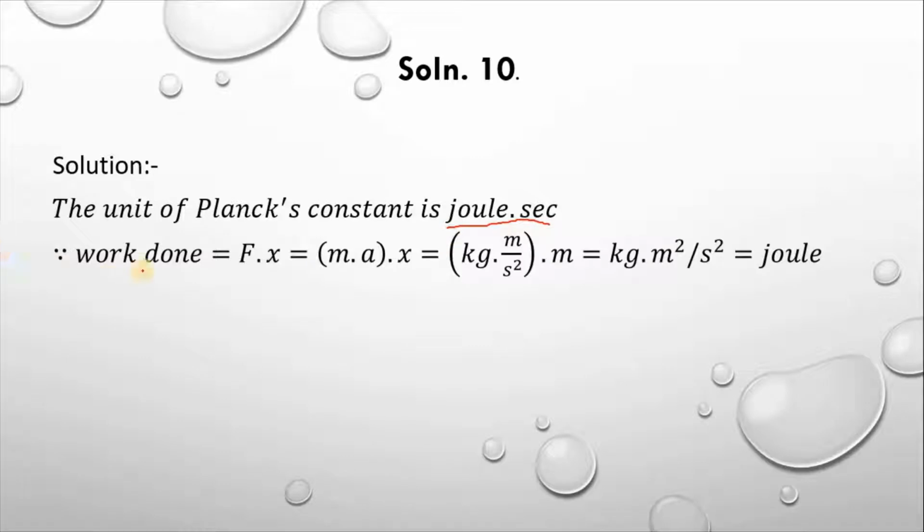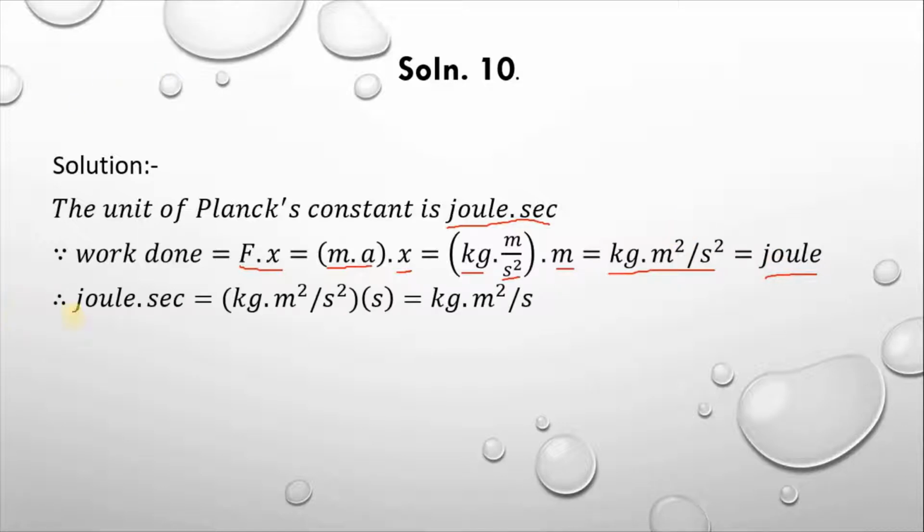Now you know that work done is force into displacement, and for force you can write mass into acceleration, and for displacement this is x. The unit of mass is kilogram, the unit of acceleration is meter per second square, and the displacement has the unit of meter. Combining them all, you will get kilogram meter square per second square, which is nothing but the alternative unit for joule, that is joule in terms of fundamental units.